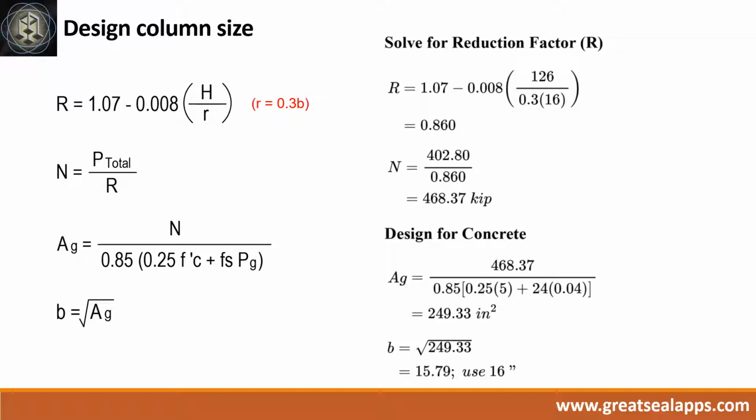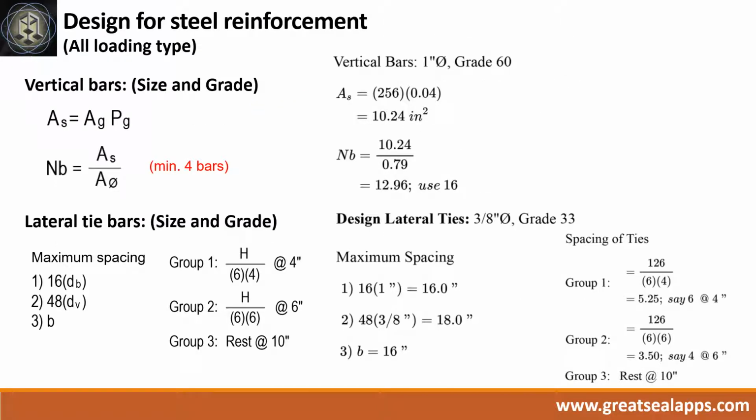The gross area of the column is 249.33 square inches, for a side of 16 inches. Given Ag equals 256 square inches and a 4% steel ratio, the area of steel is 10.24 square inches. The number of bars for 1-inch diameter is 16.